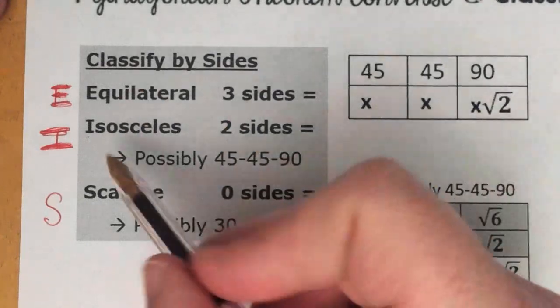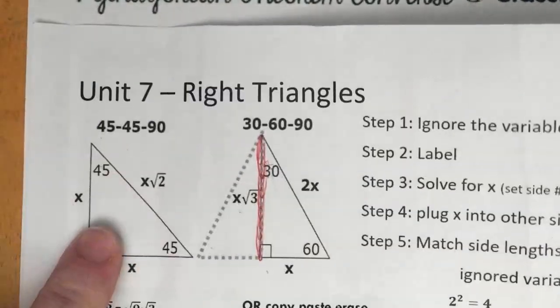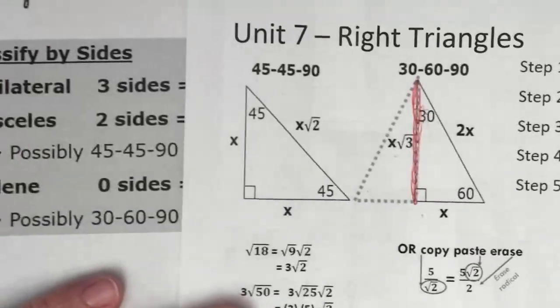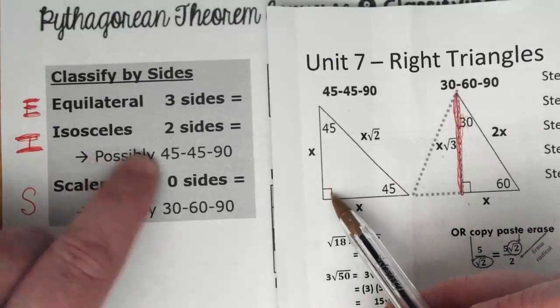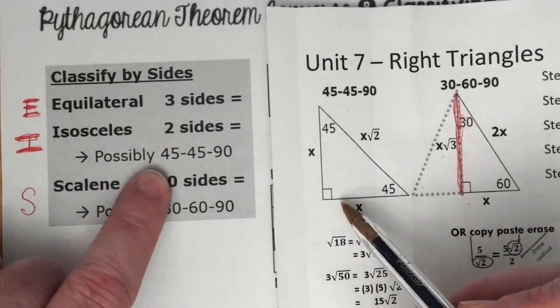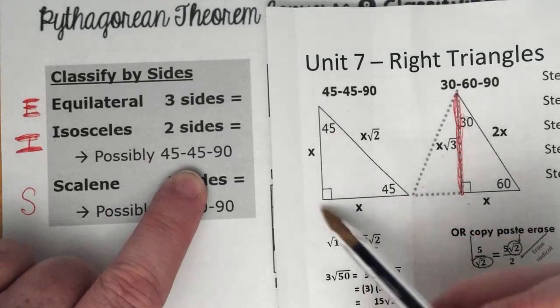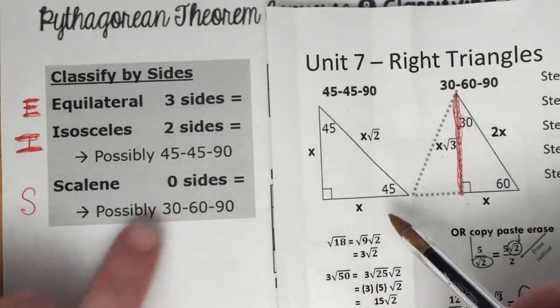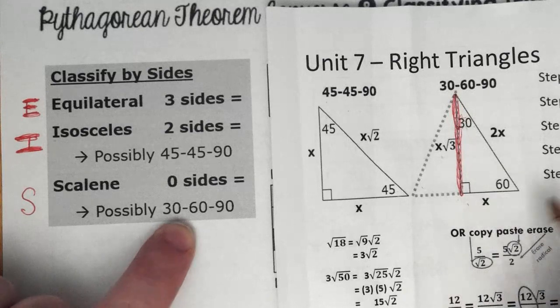Okay, now classify by sides. If you're equilateral, then it is definitely not one of those, right? It's definitely not. However, hold on. I'm going to move this a little closer here. Here we go. Okay, isosceles. There's 2 equal sides. Now, if there's 2 equal sides, there is a possibility, possibly a 45, 45, 90. So there is a possibility that this is true. And if it's scalene, it could also be a 30, 60, 90.